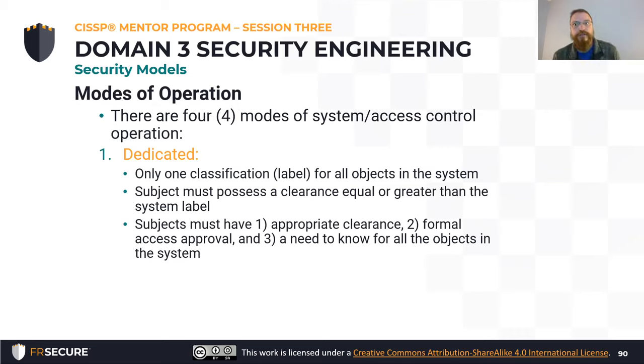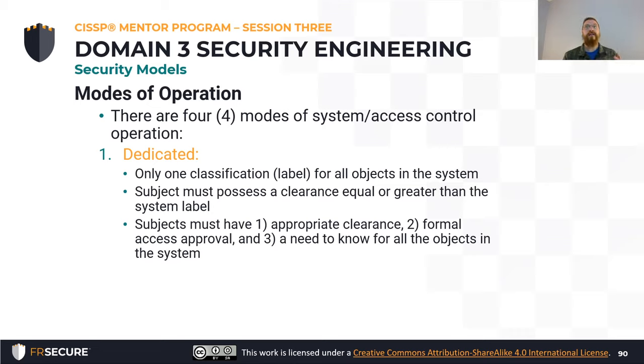All right. Modes of operation: there are four types. Dedicated has one classification for all objects in the system. Everything in that system is top secret, or everything in the system is secret. It doesn't matter; we have one classification for every object in the system. In order to access that, you have to have a clearance equal to or greater than the system level. So if everything in that system is top secret and I've got secret, I'm not getting in. If everything in the system is secret and I've got top secret, then I can have access to the system.